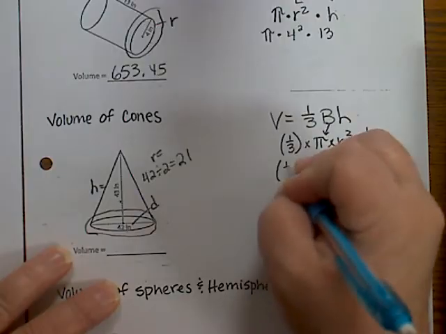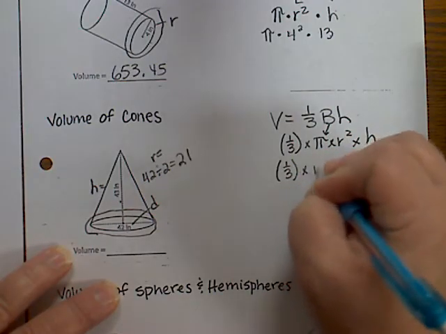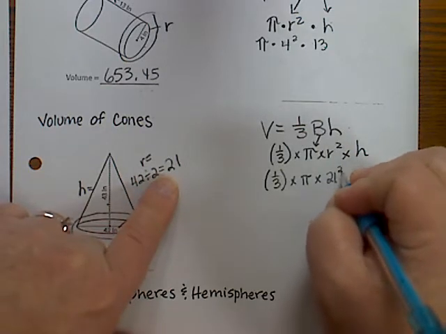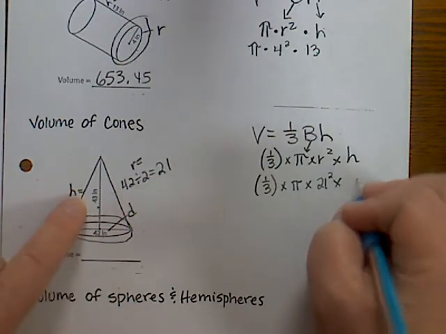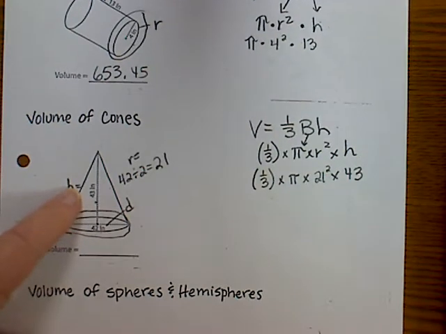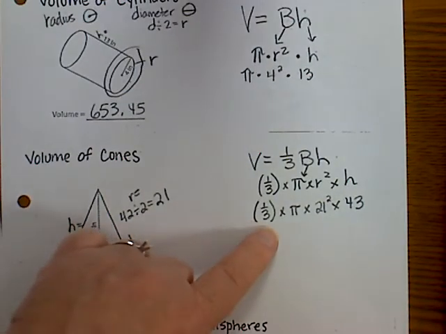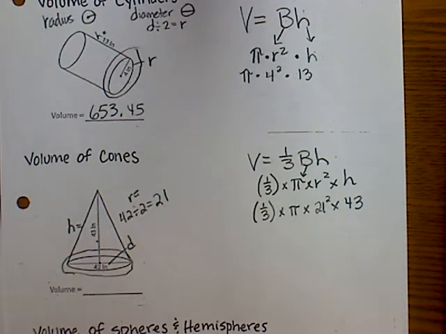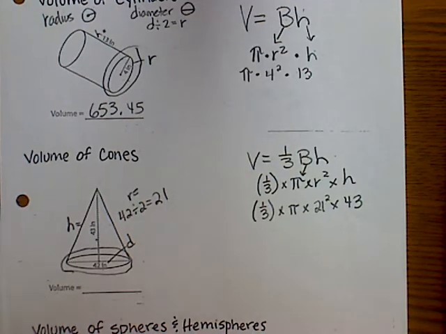I'm going to write 1/3 times pi times r squared times my h, which is 43. And I'm going to put all this in my handy dandy calculator. You see the only difference here is that I have 1/3. A cylinder doesn't have the 1/3. That tells you that if you have the same height in both of these prisms, the cone will hold 1/3 less than the cylinder.